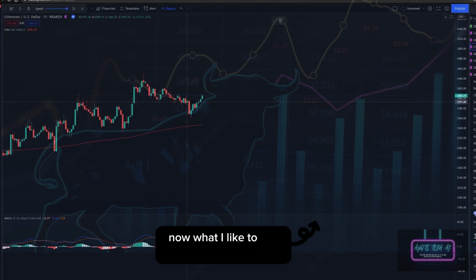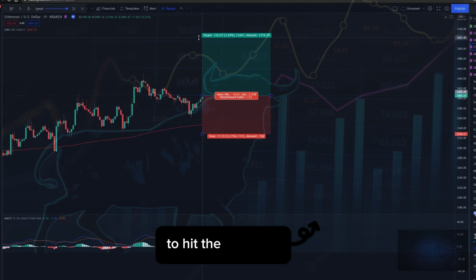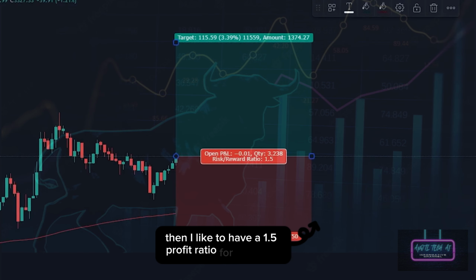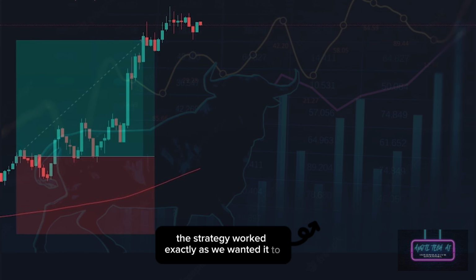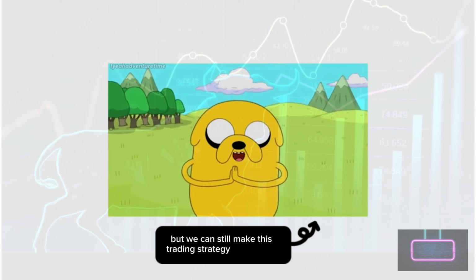Now, what I like to do is set a stop loss below the 200-day moving average. So the 200-day almost acts as a wall that the price has to break through to hit the stop loss. Then I like to have a 1.5 profit ratio for my profit target mark. So as you can see for this example, the strategy worked exactly as we wanted it to, and we made money. But we can still make this trading strategy even better.